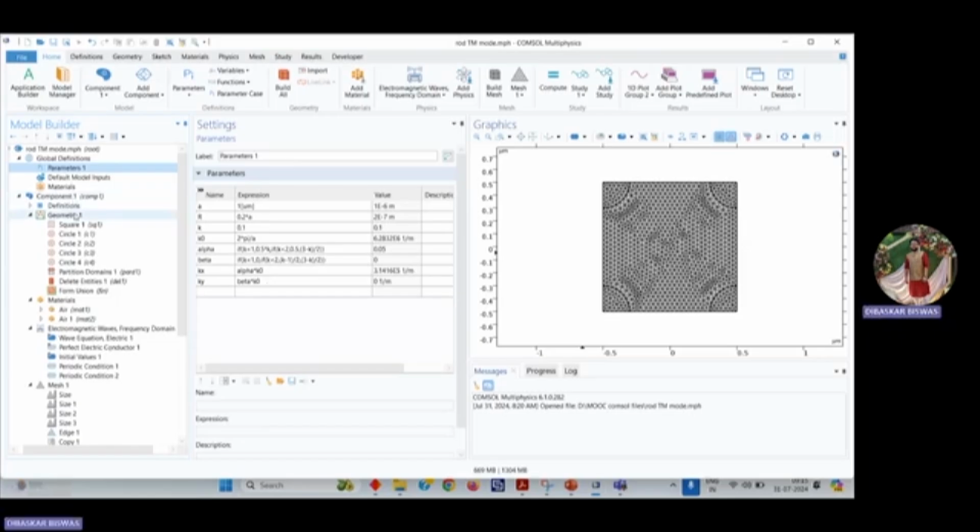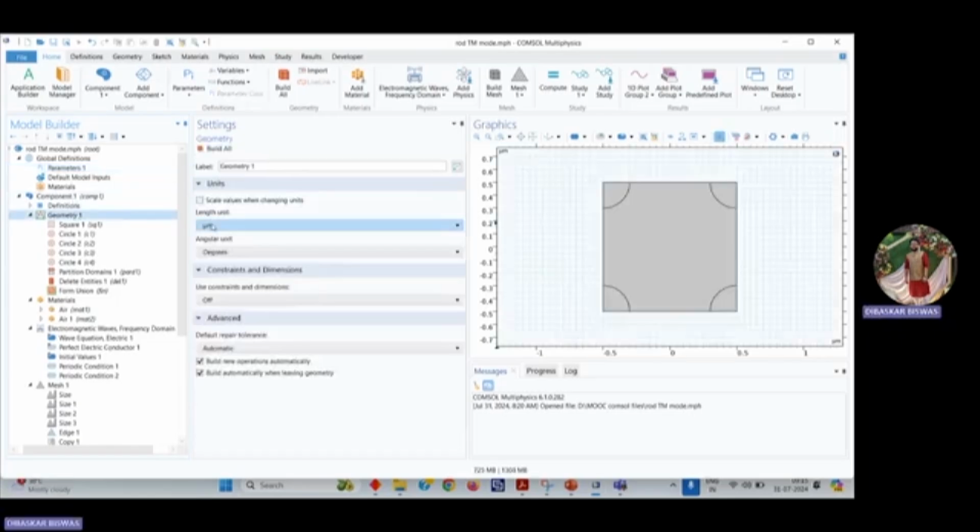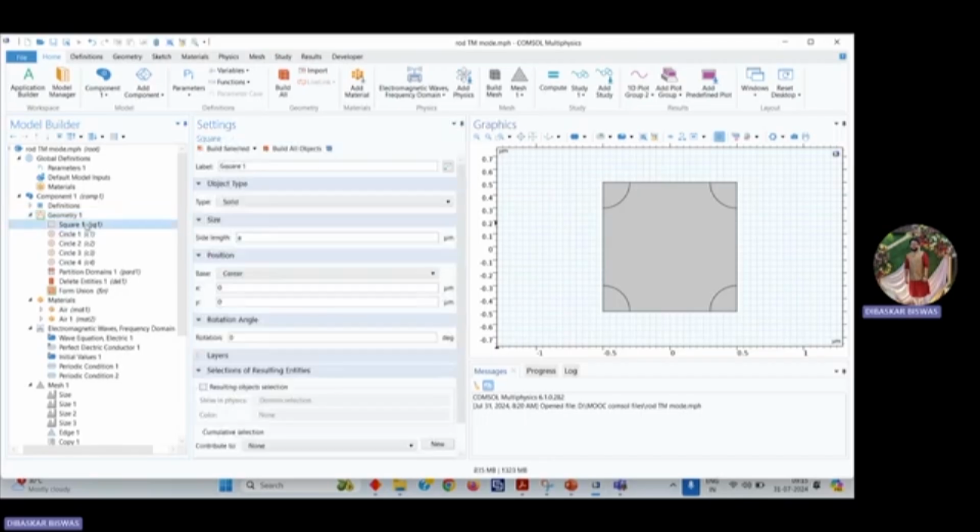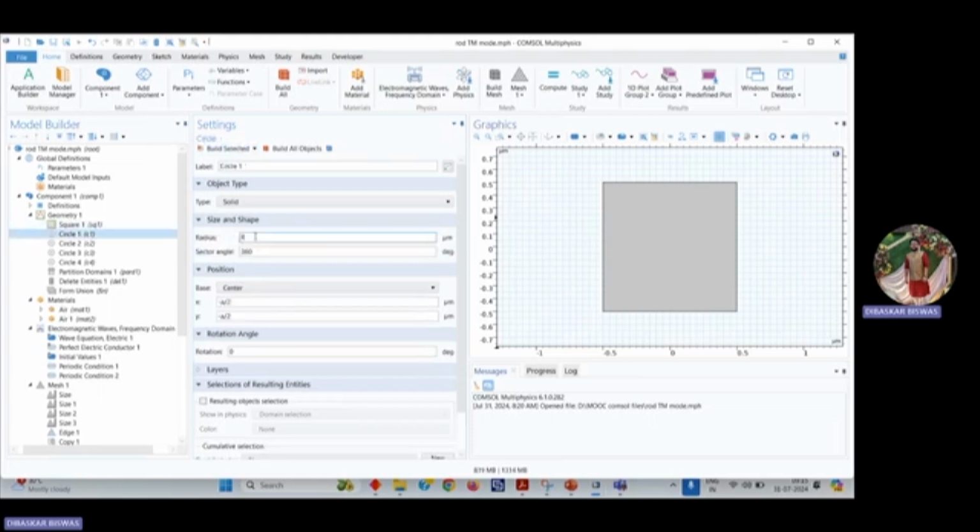After defining this, you go to geometry, set the unit as micrometer, and build the square shape by giving the side length and center as origin. Then you create all 4 circles, take radius as r, and their centers will be each one of the corners. I have taken minus a by 2, minus a by 2 for the first circle. Accordingly, I have built all 4 circles.